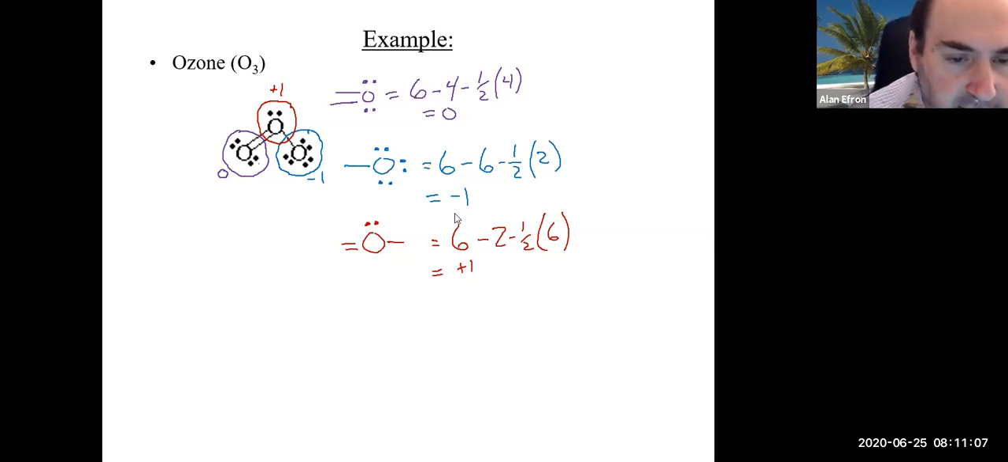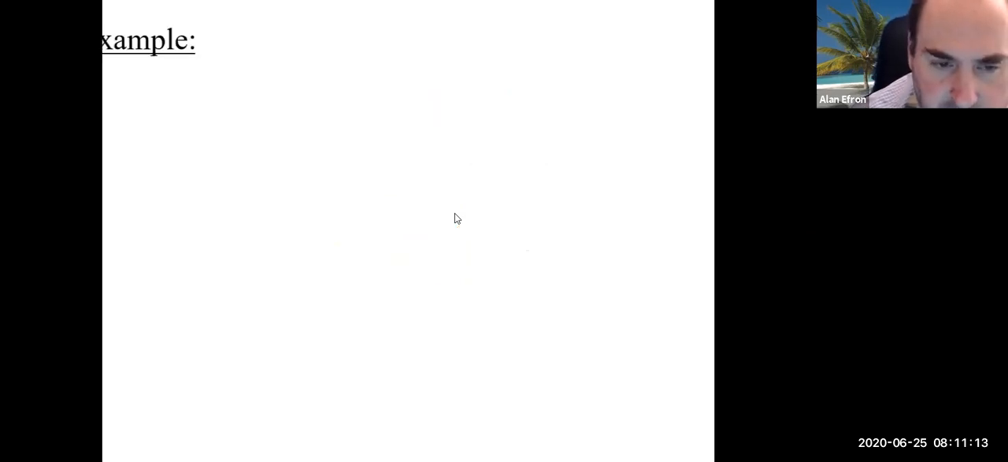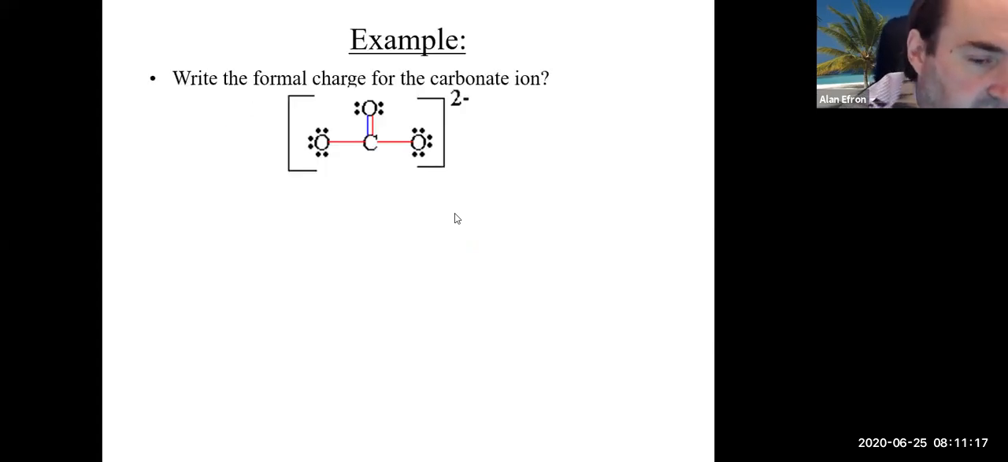So here we did ozone last time. So why don't you calculate the formal charge on each of the elements in this particular one here? So the carbon and the 3 oxygens. Why don't you take a moment and make sure you know how to calculate it, and then we'll talk about it.